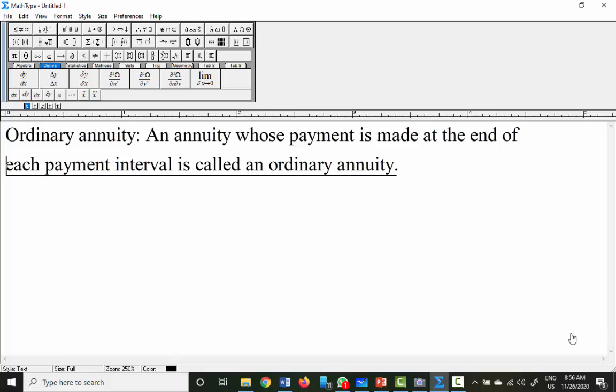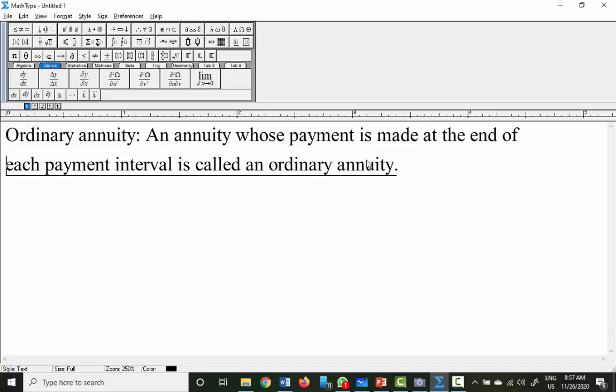Now, ordinary annuity. What is an ordinary annuity? An annuity whose payment is made at the end of each payment interval is called an ordinary annuity. For example, if you are making each payment at the end of each month or at the end of each quarter, this is an ordinary annuity. I'm repeating again, if you are making each payment at the end of each payment interval, we will consider it an ordinary annuity, right?